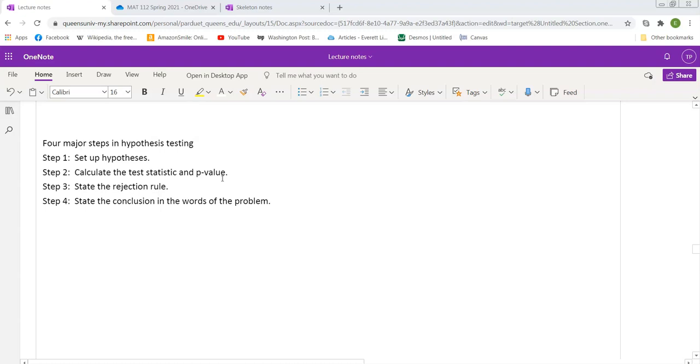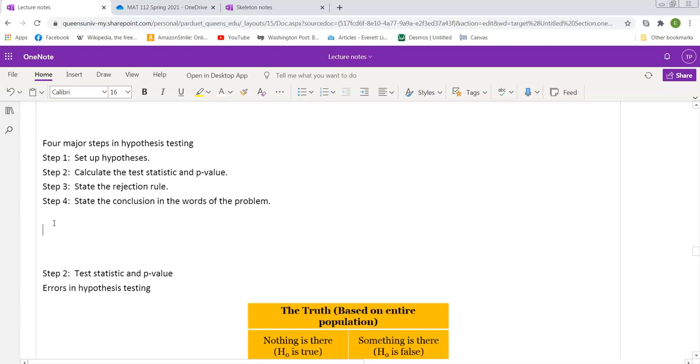And then we have to state the rejection rule. And the rejection rule is, in the case of the trial, something like find evidence beyond all reasonable doubt. And then finally, state the conclusion in the words of the problem. So last time we talked about step 1 and step 4, and in today's lesson we're going to fill in step 2 and step 3, and then pull it all together into doing a complete example.